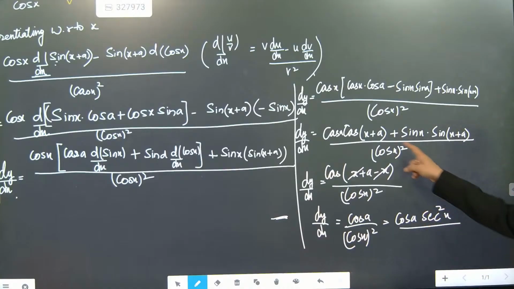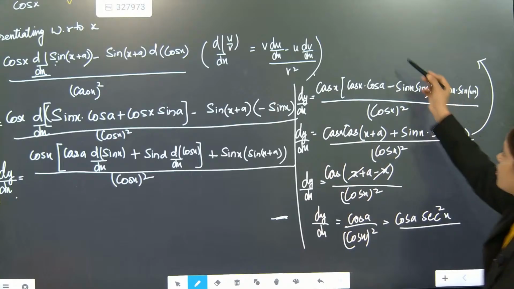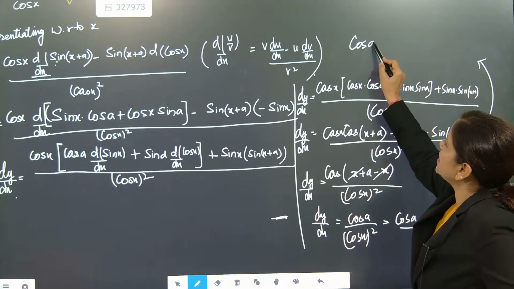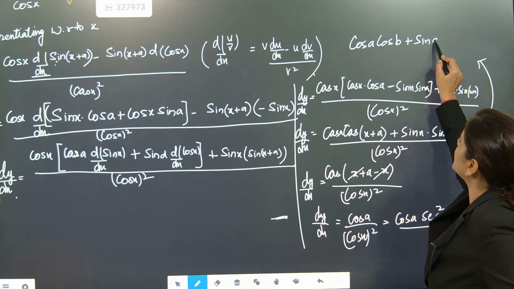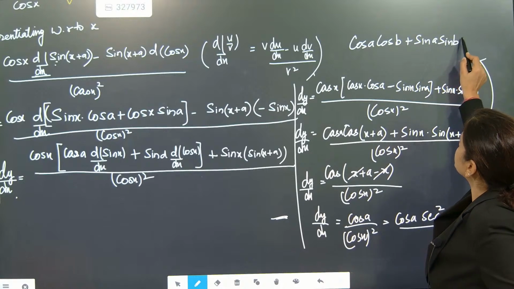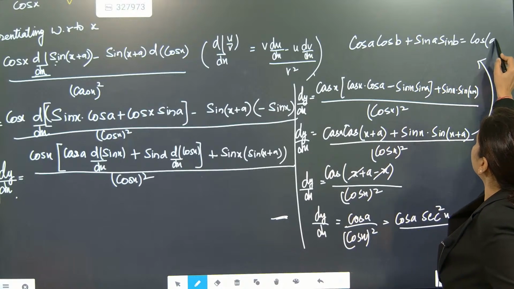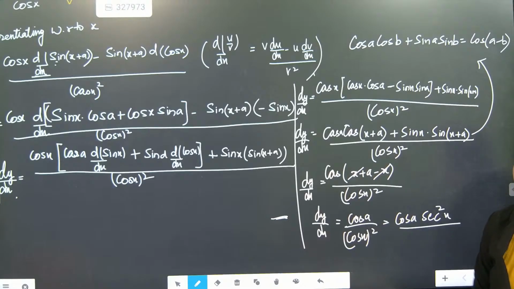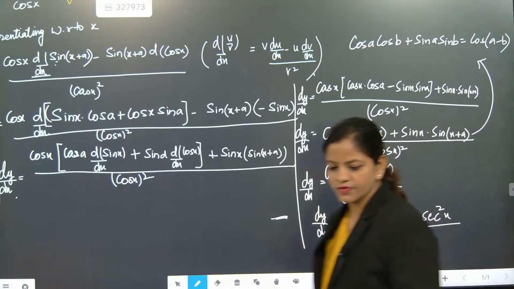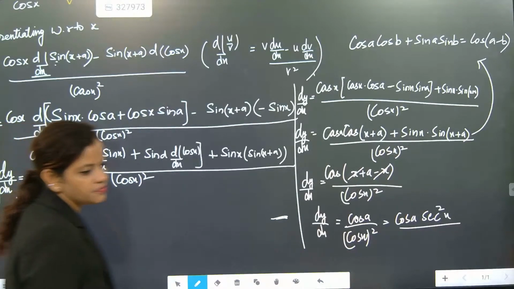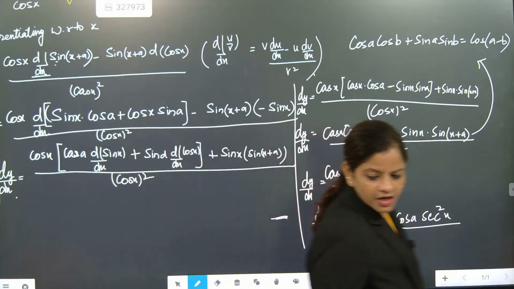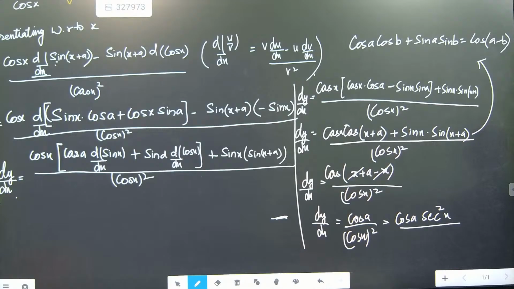So here, which formula have I used, beta? In this step I have used the formula cos A cos B plus sin A sin B is nothing but cos of A minus B. Understood? So this formula I have used: cos A cos B plus sin A sin B is nothing but cos of A minus B. If you know the steps, it will come very clear to you.